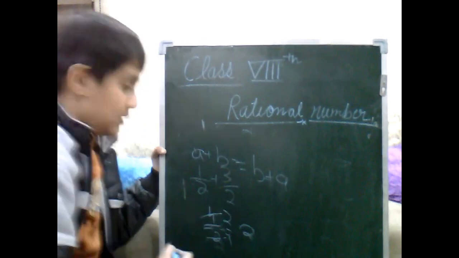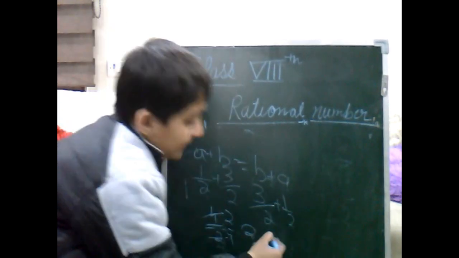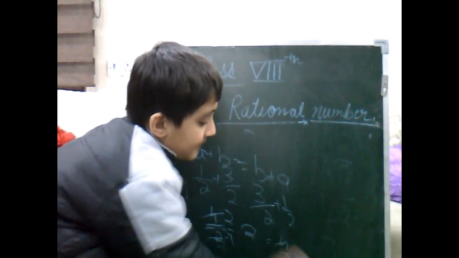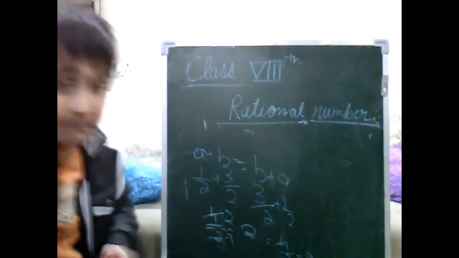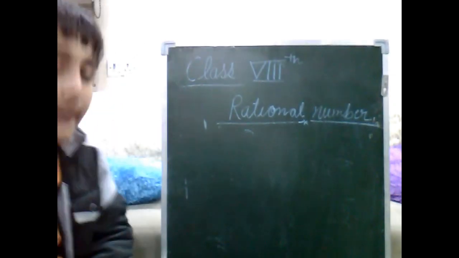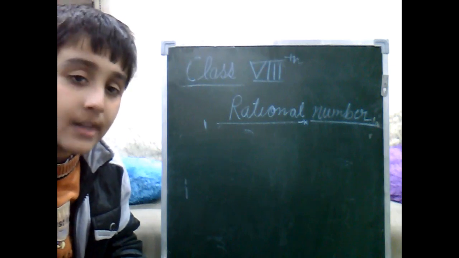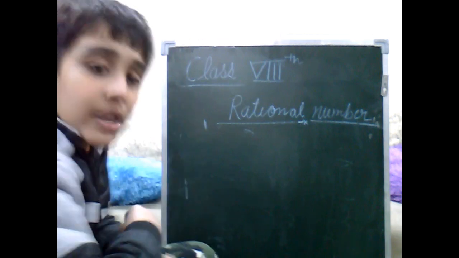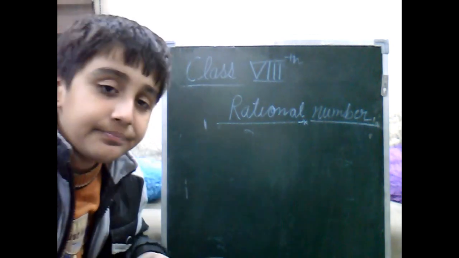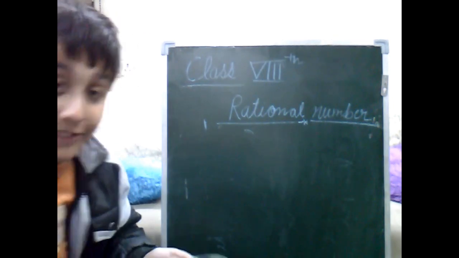Now let's see here also. 3 upon 2 plus 1 upon 2 is also 4 upon 2, and if we simplify, it is coming 2. Both are same, right? So can we say that it is closed under addition also? Commutative property is under addition also. Now what about division and subtraction? Let's verify it, right? It's fun verifying things.